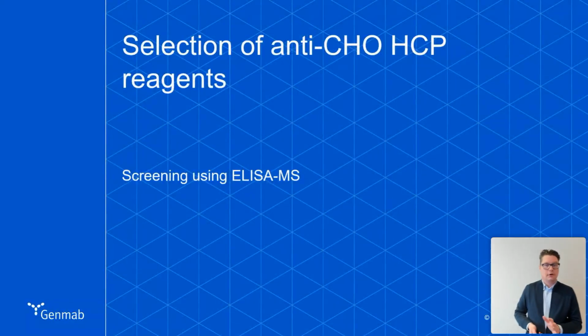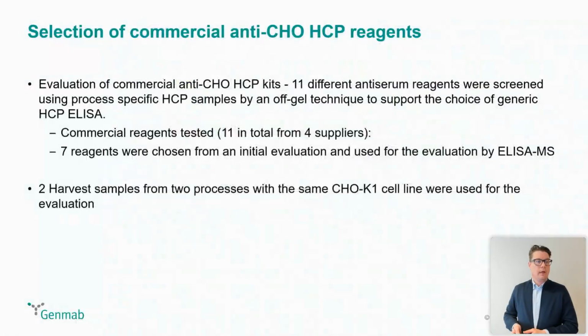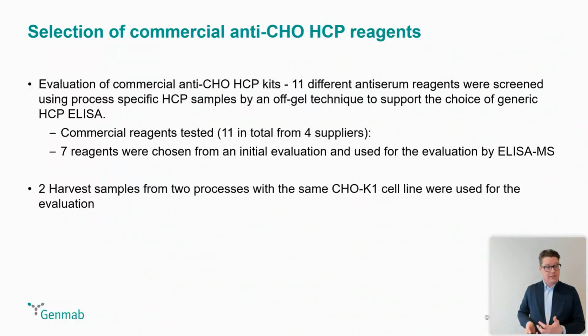So the second angle that we took for this control strategy was that we screened different commercial HCP reagents. And we actually evaluated 11 different commercial kits. We did a total of 4 suppliers, and we took 7 reagents from an initial evaluation and evaluated them by ELISA-MS. We used 2 different harvest samples from 2 different processes from the same CHO cell line.